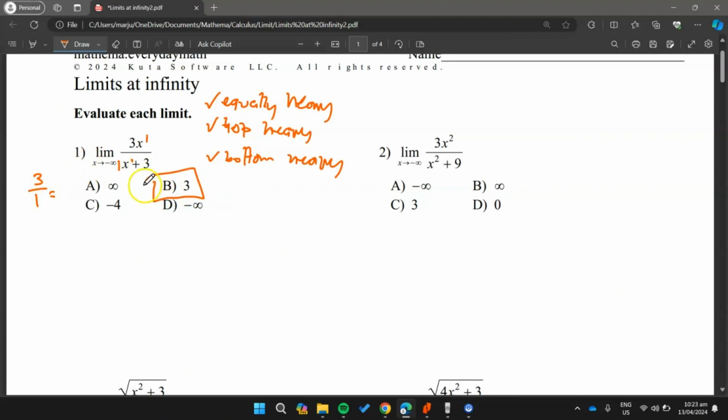So we are going to use the same principle when answering number 2. In number 2, the highest degree is 2, the same as our denominator. So again, we are dealing with equally heavy. We have 3 over the numerical coefficient of x squared, which is just 1. So again, number 2 will give you 3.